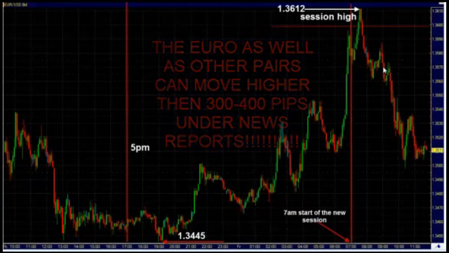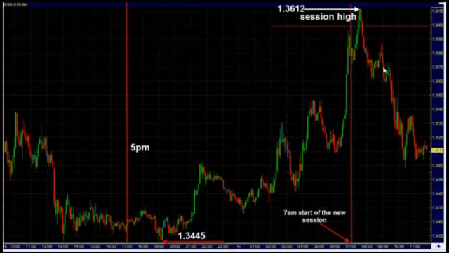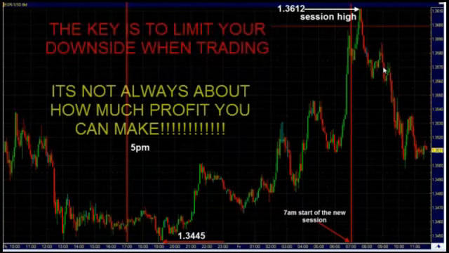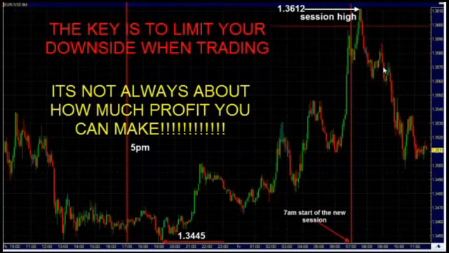You're going to see a lot more 200 pip maximum price movement than you're going to see 300 to 400 pips. That we can assure you of. Once again, this is why we look back and understand the previous sessions, to try to limit our downside.